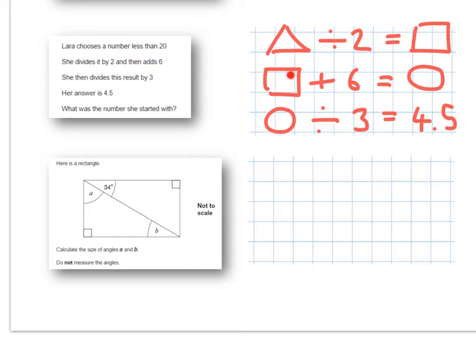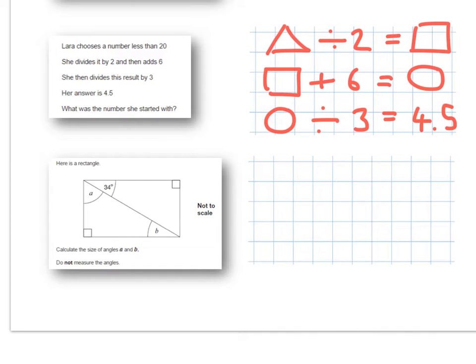The number that goes in this square goes in this square. Now this number was divided by 2 to make this number, so I take the square times it by 2. That should give me the number she started with. And I can check it by putting the number in that, dividing it by 2, then adding 6, then dividing by 3, and I should end up with 4.5.